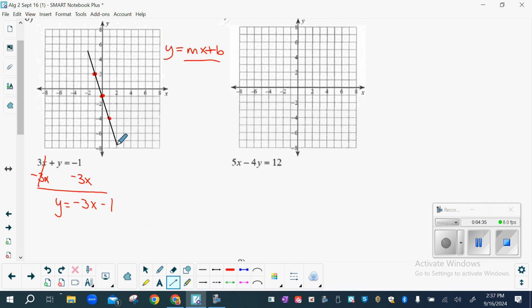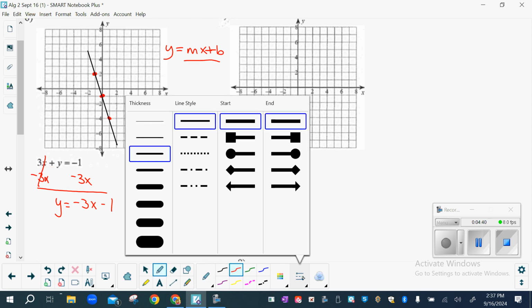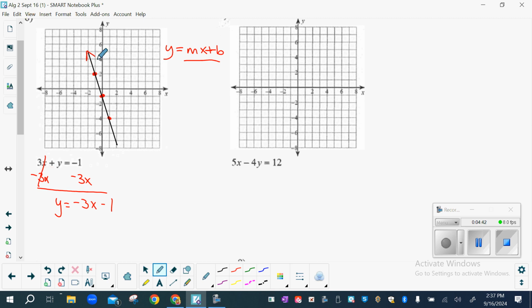And then what's left to do? Arrows. Arrows, because it goes on forever on both sides. Okay, so next one.